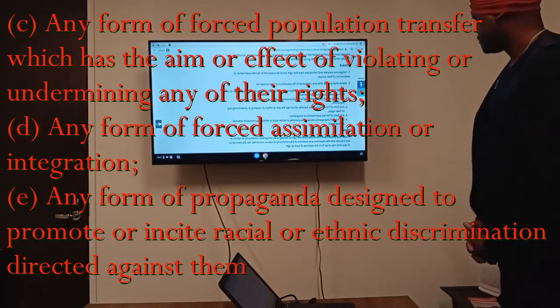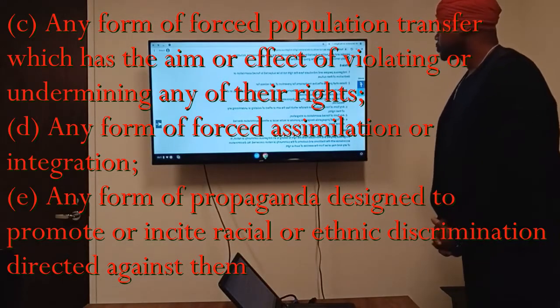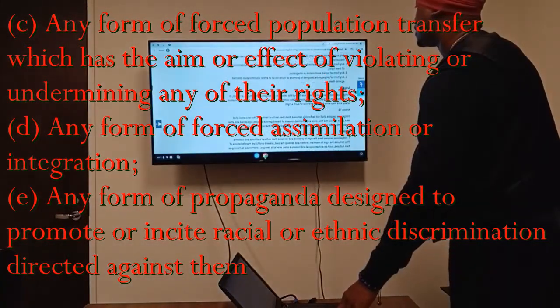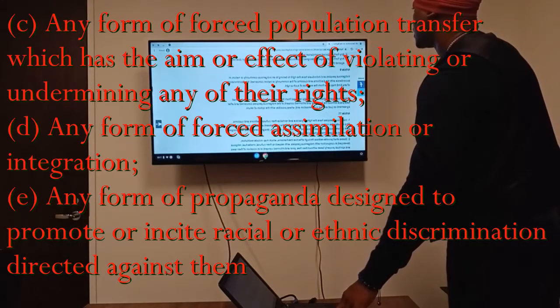Any form of forced population transfer which has the aim or effect of violating or undermining any of their rights. Any form of forced assimilation or integration. Any form of propaganda designed to promote or incite racial or ethnic discrimination directed against them.